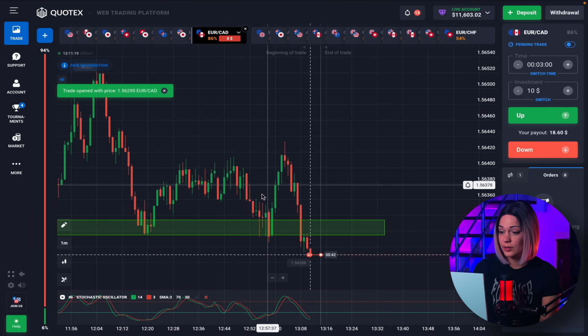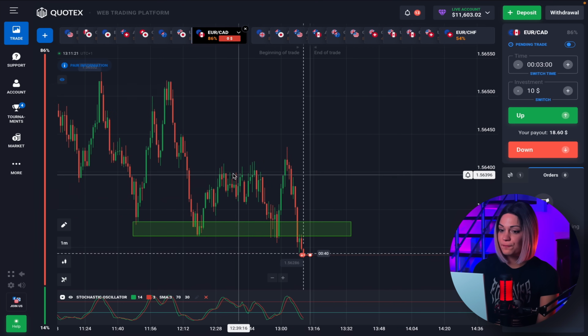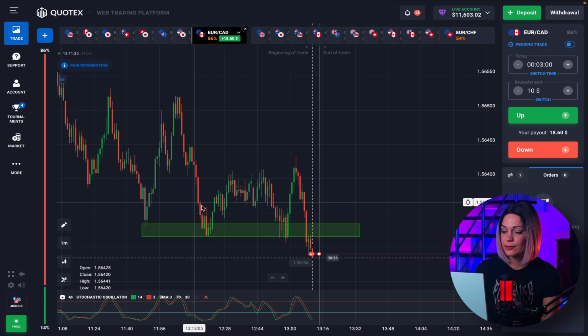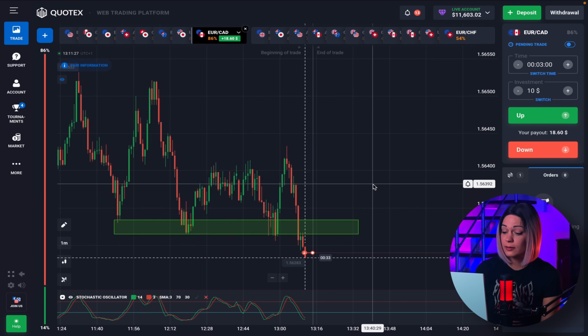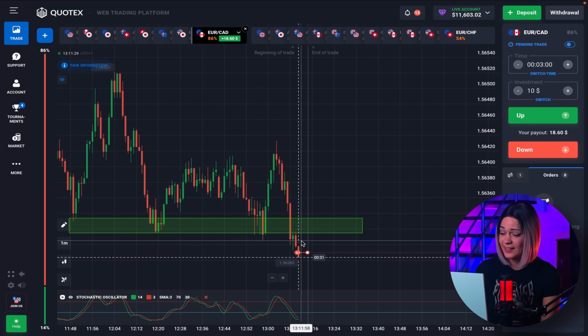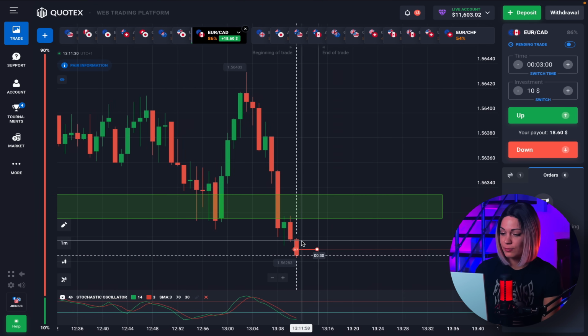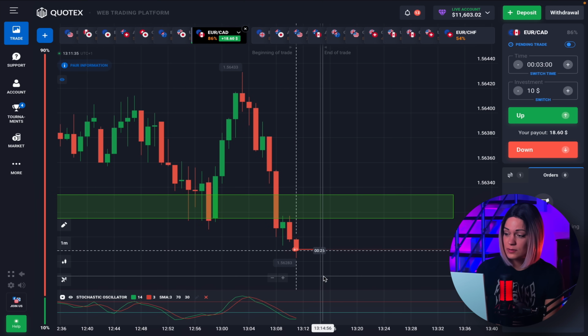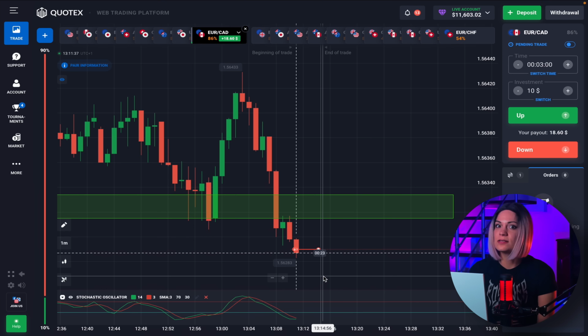Alright guys, so on the currency pair Euro CAD, I found the first deal. We have this small downtrend that is actually pushing the support zone right now, and the trend started breaking through this level. I'm hoping that the breakout is going to continue, so let's wait for 3 minutes and see.